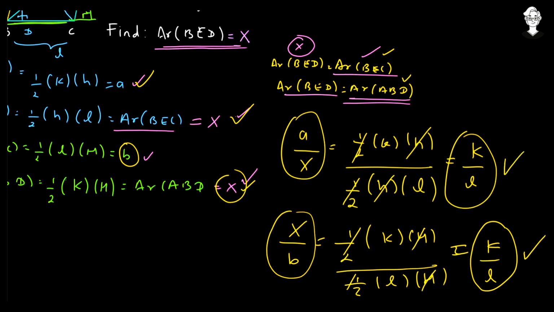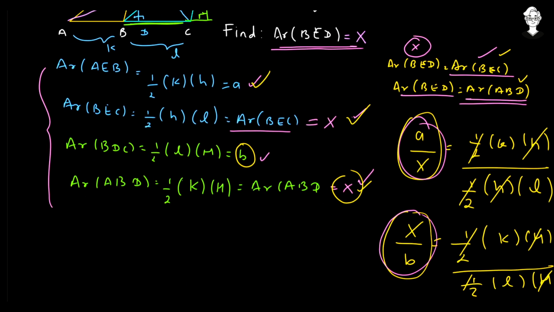Here also we had the same ratio K upon L. So as the RHS is equal, K upon L, we can say that their LHS is equal. Equating that, A upon X is equal to X upon B. So from here we get that X square is equal to A into B, and from there X is equal to the positive root of AB.